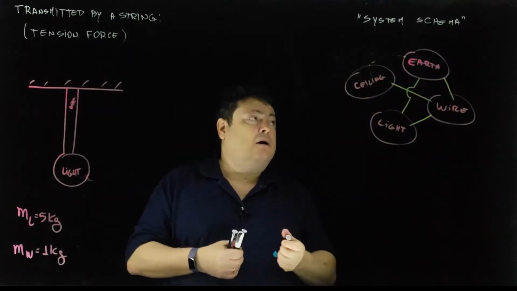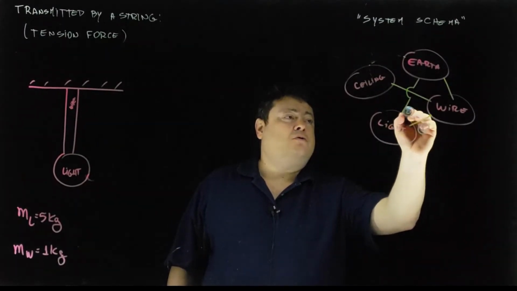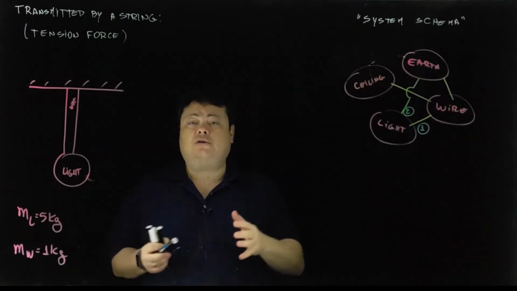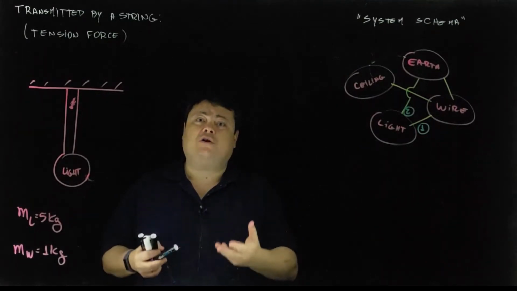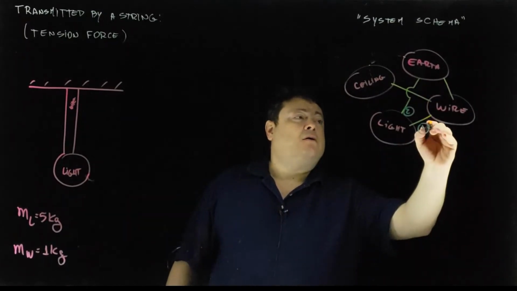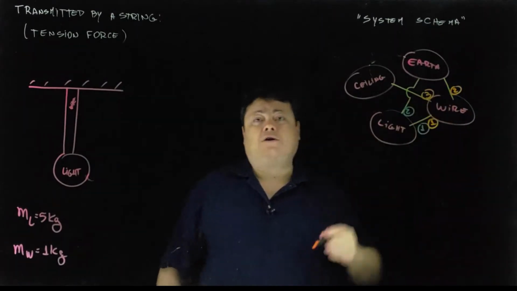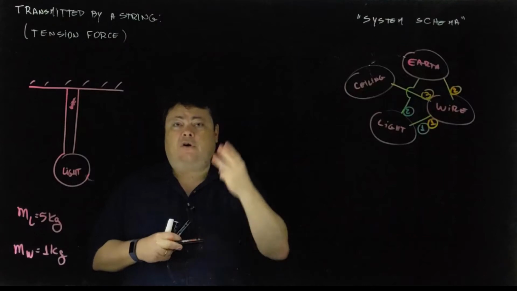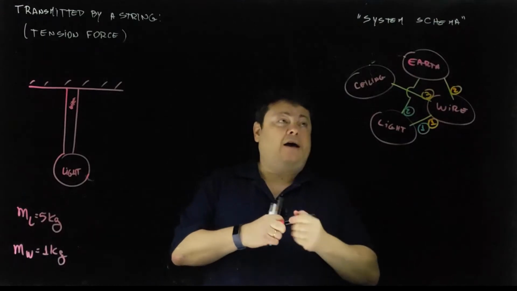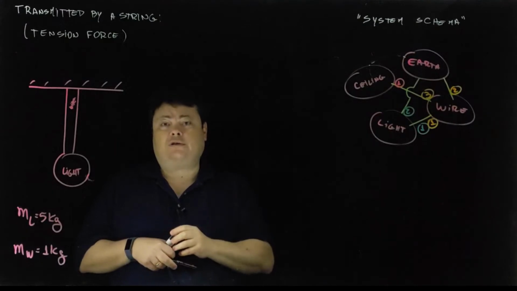Looking at this system schema now, I see that the light bulb has 1 and 2 forces acting on it. Each connection represents an interaction, and each of those connections will tell me one force acting on an object. When I look at the wire, I see that the wire has 1, 2, 3 connections. So the wire should have 3 forces acting on it. Finally, when I look at the ceiling, I have only 1 connection that is meaningful for me, so I should have just 1 force acting on it.